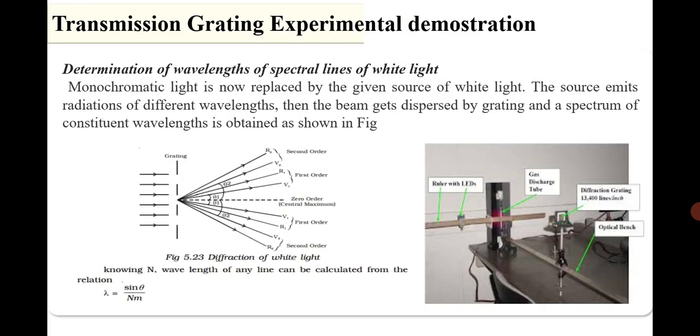Transmission grating experimental demonstration. Determination of wavelength of spectral lines of white light. Monochromatic light is now replaced by a given source of white light. The source emits radiations of different wavelengths, then the beam gets dispersed by the grating and a spectrum of constituent wavelengths is obtained as shown in the figure. By seeing figure 5.23, diffraction of white light, the wavelength of any line can be calculated from the relation lambda equals sine theta divided by N m.